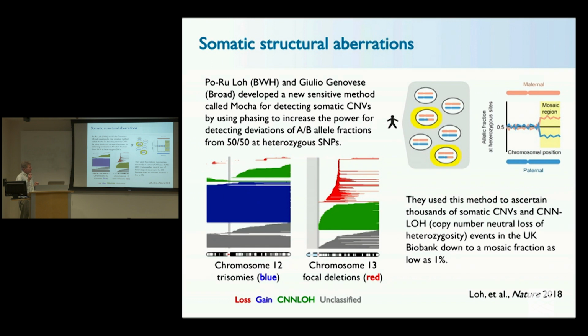And by using phasing, they're able to detect these events at extremely low fraction, down to as low as 1% clonality in blood. They did an analysis of this in the UK Biobank that was published last year, and they found thousands of these clonal events, and they were even able to show, in several cases, germline variants that were conferring predisposition to this kind of clonal somatic mutation. So this is like a different kind of structural variation that's happening within our bodies that may have a lot of importance for certain phenotypes.